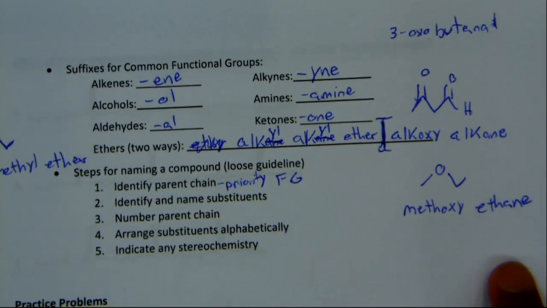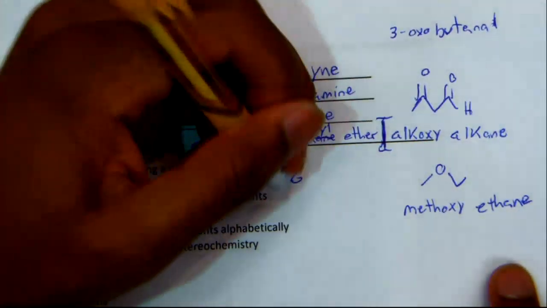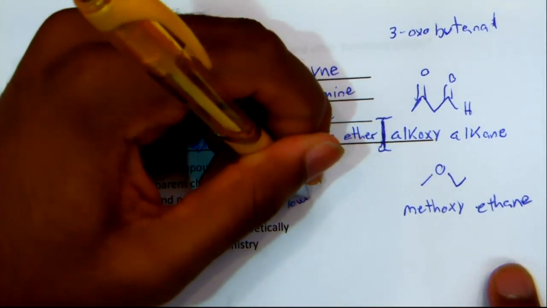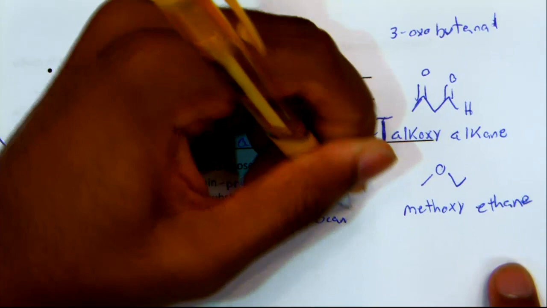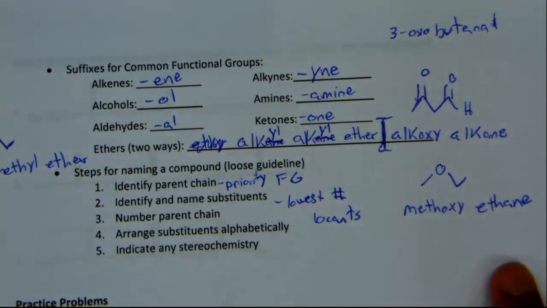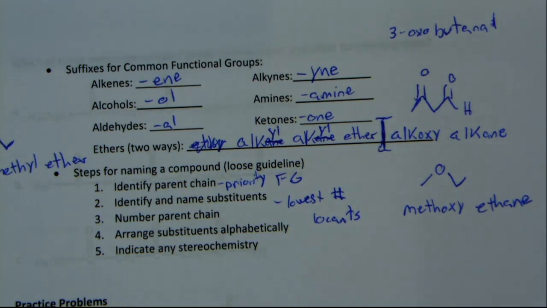Okay, and then the next thing is identify names and substituents with the lowest number locants. Does that make sense? So if I had to name on a ring or anything else, I would want it to be like 1, 2 versus like 1, 5, 6. You want your lowest numbers. Does that make sense, everyone?